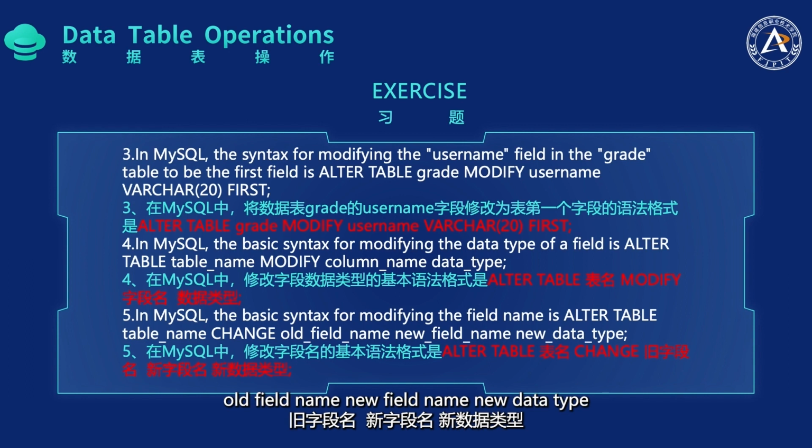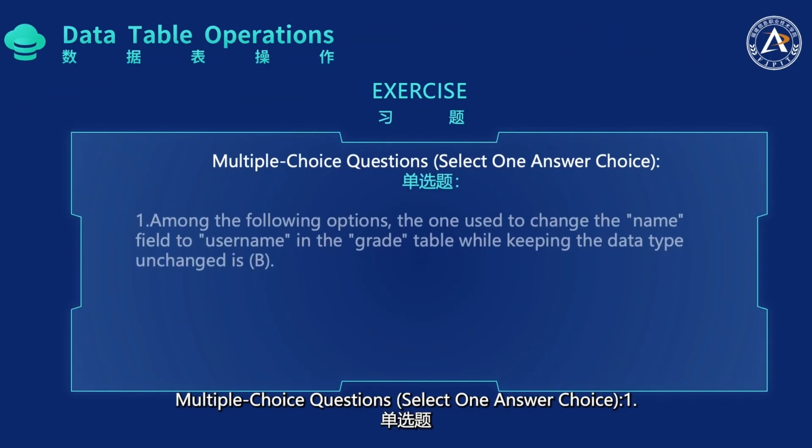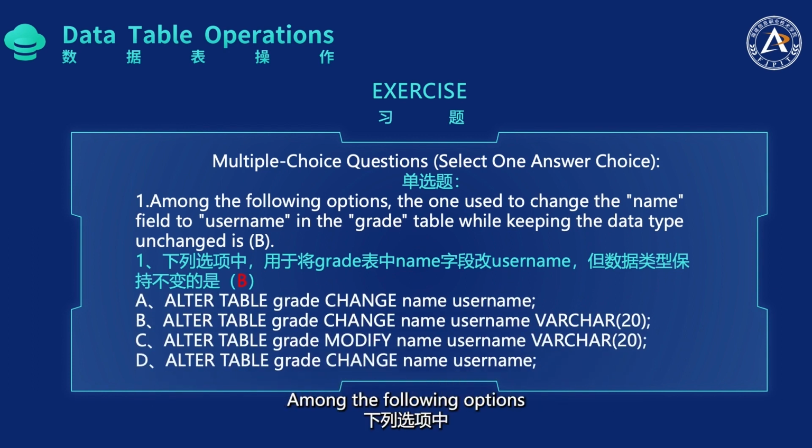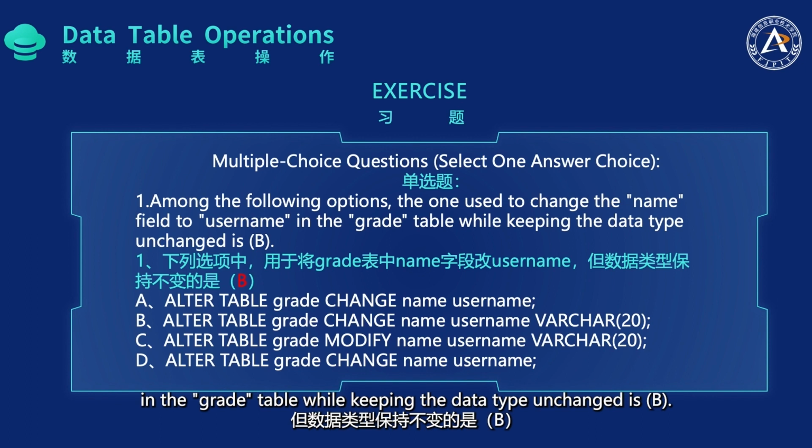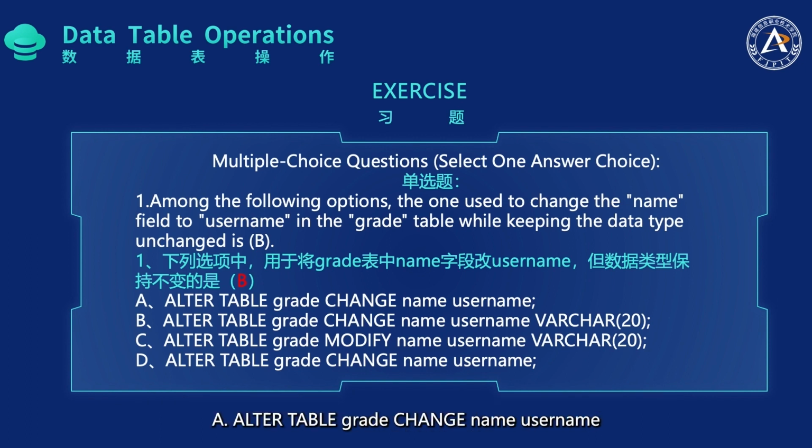Fifth, in MySQL, the basic syntax for modifying the field name is alter table table_name change old_field_name new_field_name new_data_type. Multiple choice questions. Select one answer choice. First, among the following options, the one used to change the name field to username in the grade table while keeping the data type unchanged is B. A. Alter table grade change name username. B. Alter table grade change name username varchar 20. C. Alter table grade modify name username varchar 20. D. Alter table grade change name username.